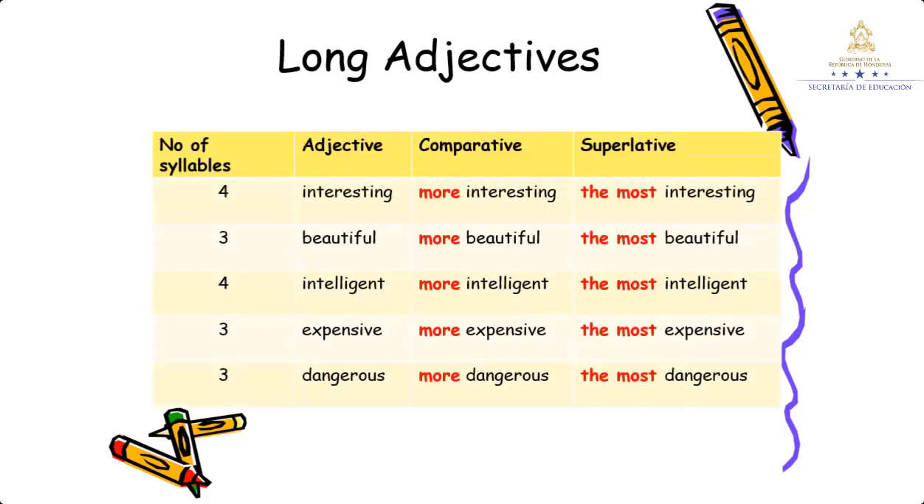Long adjectives. So these are the adjectives that are made up of two or more syllables. Sorry, these are the adjectives that are made up of three or more syllables. For instance, interesting. The comparative is more interesting. And the superlative, we have the most interesting. Beautiful, more beautiful, the most beautiful. Intelligent, more intelligent, the most intelligent. Expensive, more expensive, the comparative. The superlative, the most expensive. Dangerous, more dangerous, the most dangerous.